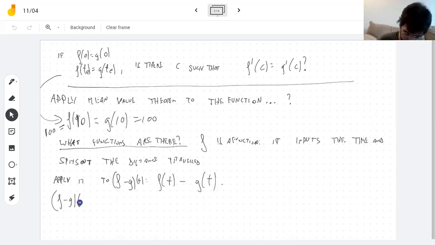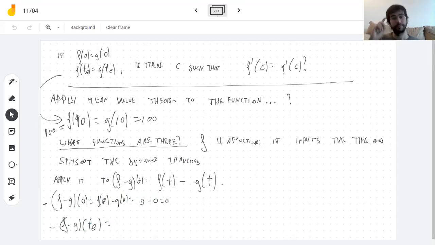What's the distance between the runners at zero? If f of zero is zero and g of zero is zero, this is zero. And how far are the runners at the other moment where I know something, at the end of the race? What's the distance between them? Zero. They're in the same place. So I have a function in some interval where it's zero at both the endpoints.